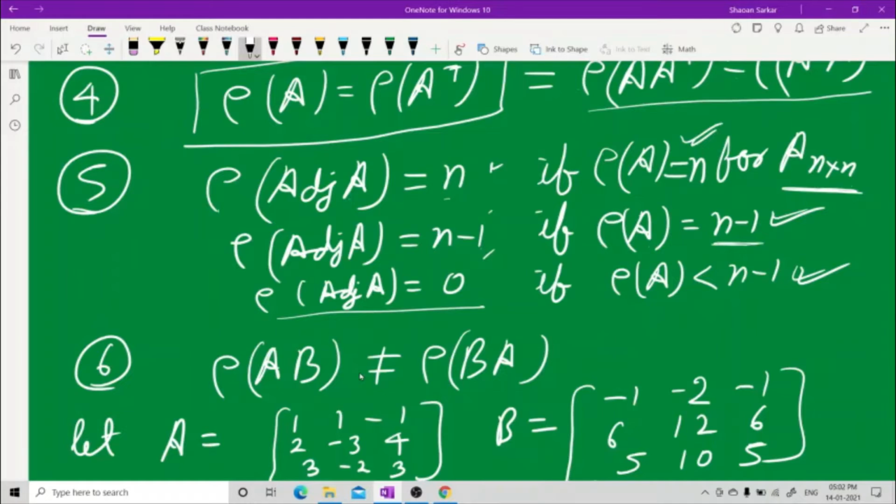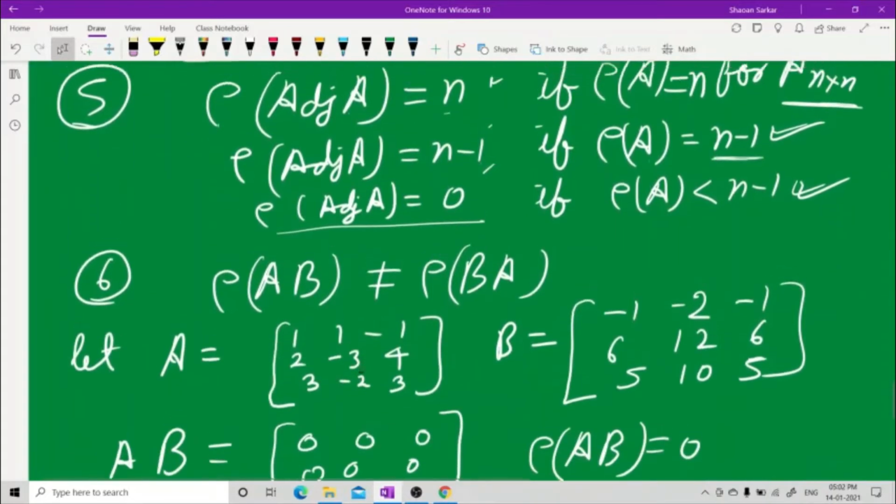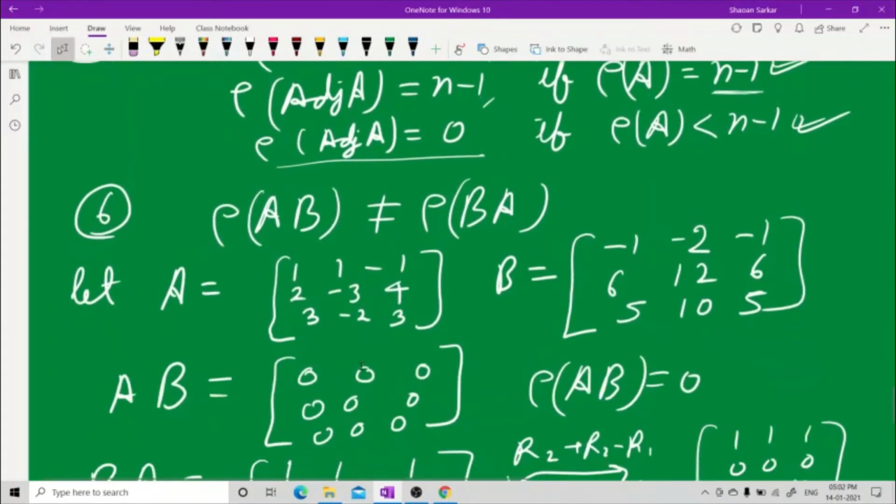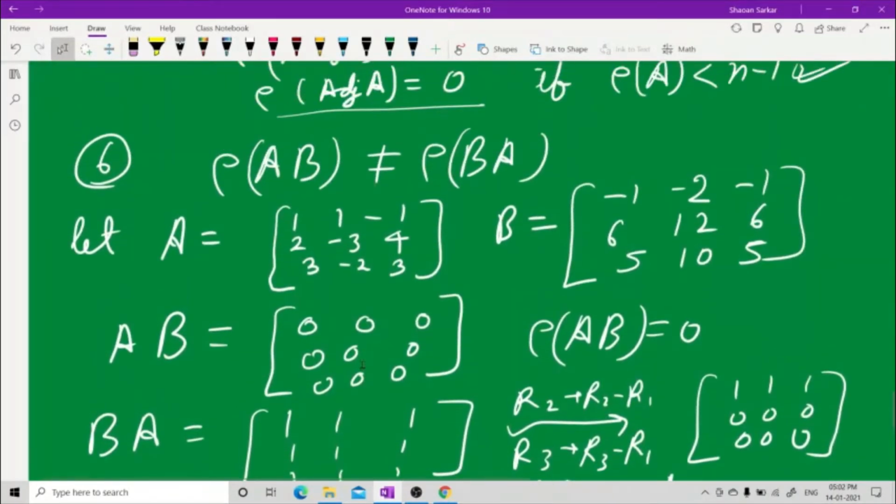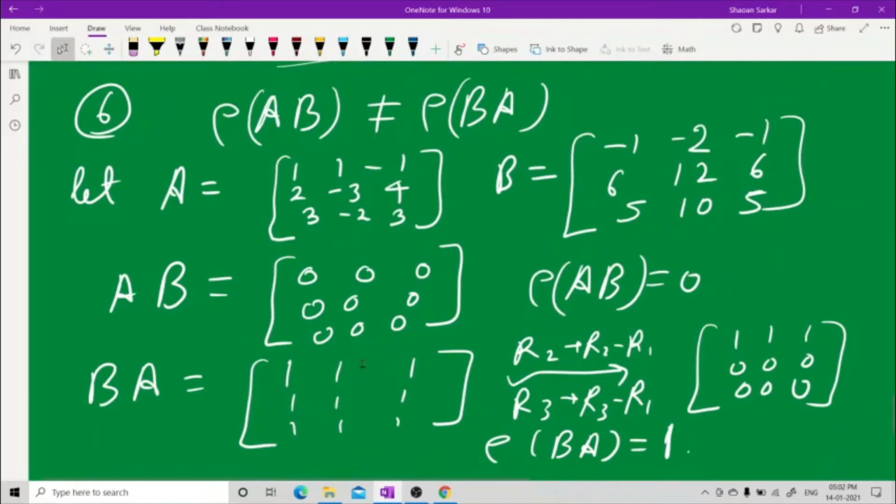Now, rank of AB is not always equal to rank of BA. I'll just show you with a matrix. Now see, A is a 3 cross 3 matrix and B is a 3 cross 3 matrix.